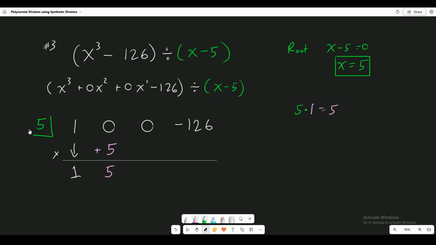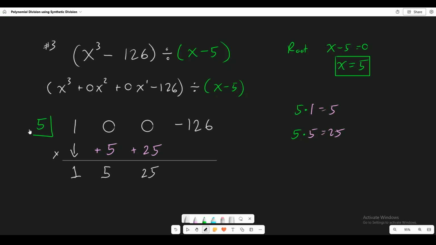Next, we're going to multiply 5 times 5, and we get 25 this time. So 25 here, and add it. Okay? Let me make that white. So 0 plus 25 is just, well, 25, right?